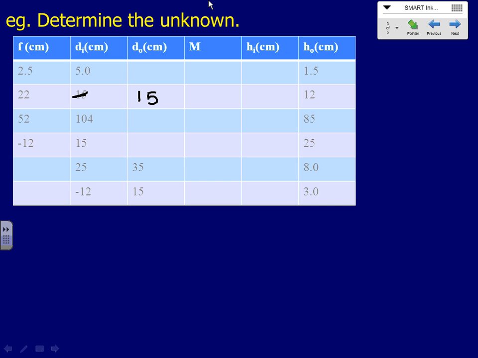All right, we're doing this again. Nope, no rebuttals to that. I'm gonna tell you this stuff. Second example, number 2. F is equal to 22. And this time I'm going to tell you the DO, 15. And the HO is 12.